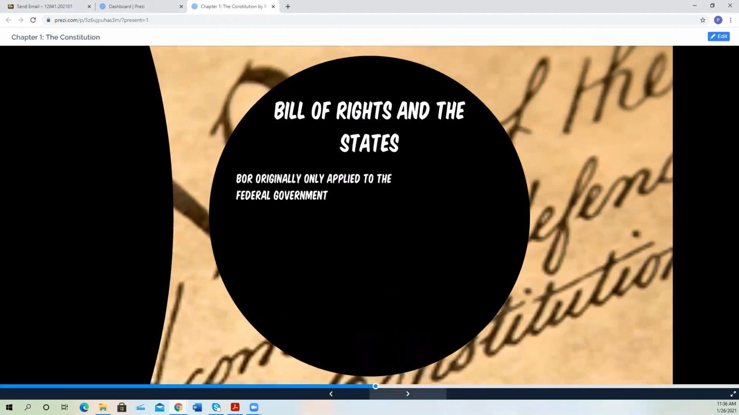Well, the Bill of Rights in the states. The Bill of Rights originally only applied to the federal government because it was the federal constitution.